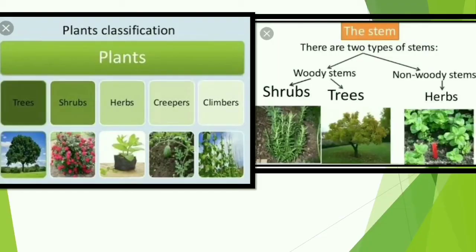We can also classify plants according to the strength of their stem. So they can be trees, shrubs, herbs, creepers and climbers. And according to the type of stem, they can be of 2 types: woody stem and non-woody stem. Woody stems are shrubs and trees because they have a woody structure, and non-woody stems are like herbs.